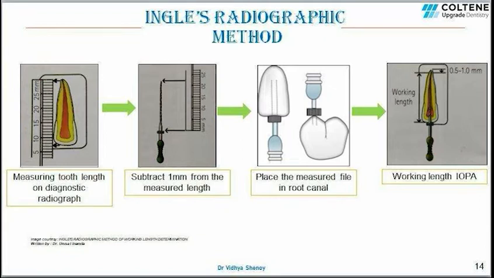Once you take the working length IOPA, you should measure the distance from the tip of the file to the radiographic apex. The tip of the file should lie within 0.5 to 1 mm from the radiographic apex. If the file position is short or beyond this measurement, readjust the file and then take the IOPA again to confirm the working length.